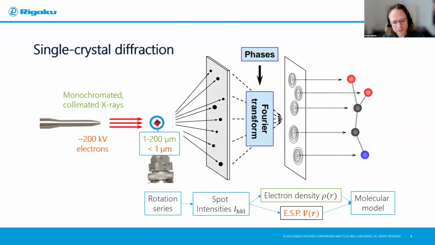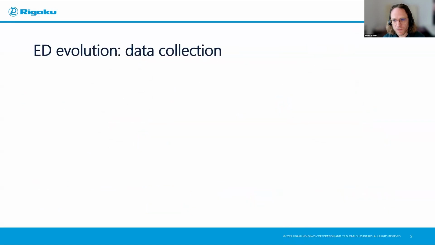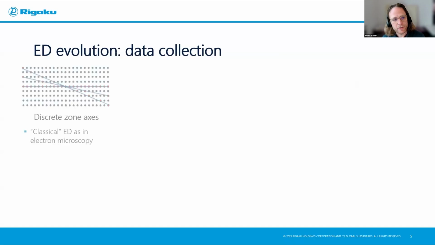Now, let me talk a bit about what happened in electron diffraction in the last 15 or so, maybe 20 years, and why we have seen such a surge in interest in electron diffraction. So when 20 or so years ago, people would think and talk about electron diffraction, what this usually referred to was this classical ED as it is done in electron microscopy, where you tilt your specimen crystal such that you excite a low-lying zone axis like this, discrete zone axis.